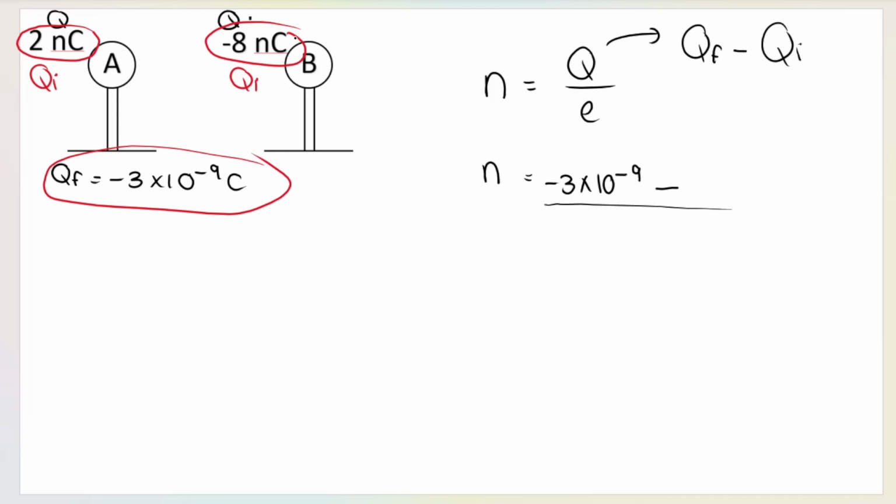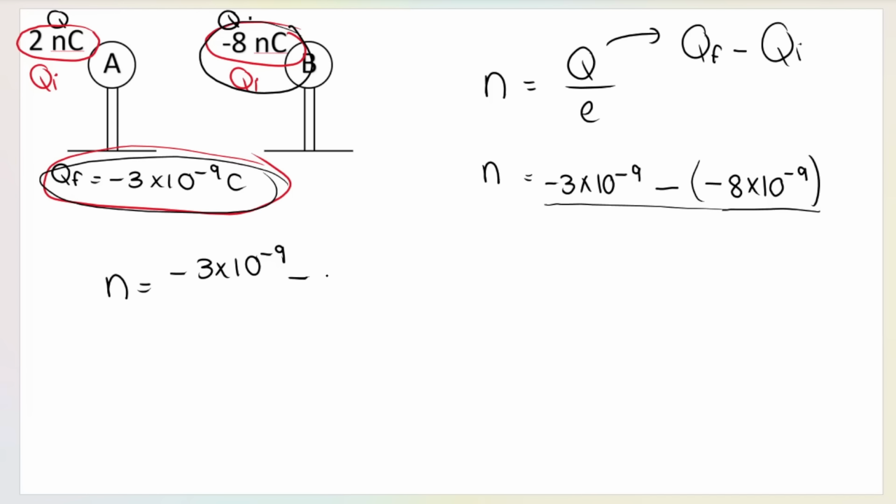Just please remember that if you decide to use the negative 8, you must put brackets and you must say negative 8. Let's use that one just to show you. Times 10 to the negative 9. So you're either using that one or your alternative. Let's do both versions here. You can say final, negative 3 times 10 to the negative 9, there's your final, minus initial. Let's say you choose that one as your initial. I will show you that this gets you the same answer.